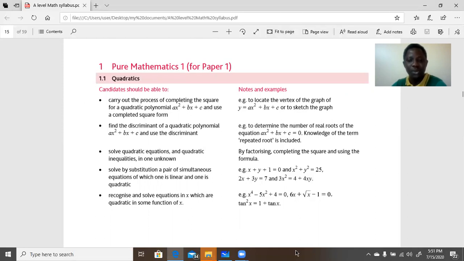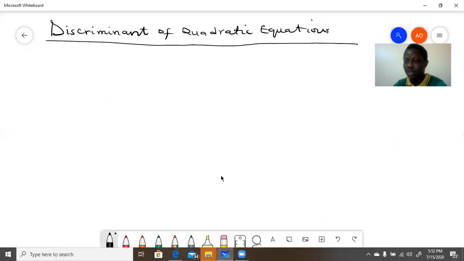Now, let's go to the class and follow this objective. This is the objective we want to achieve today. Before the end of this class, as you watch this video, you should be able to proudly say that you can find the discriminant of a quadratic polynomial, and you can use the discriminant to determine how many roots a quadratic equation has. So let's move straight to the classroom.